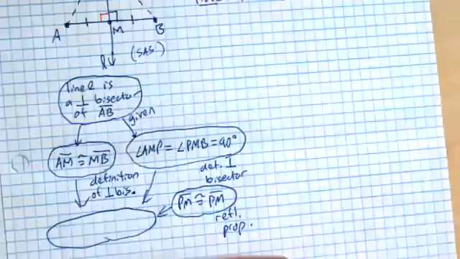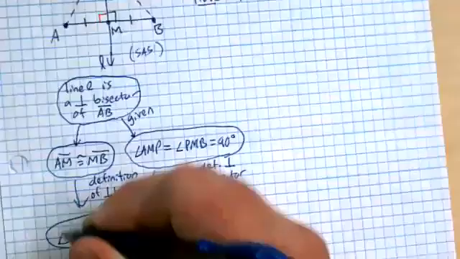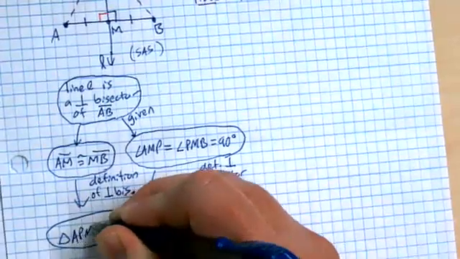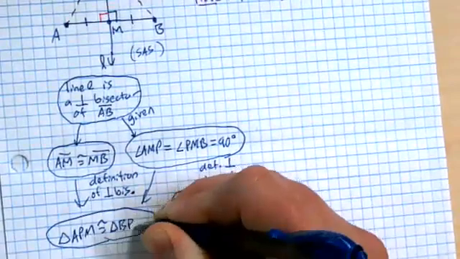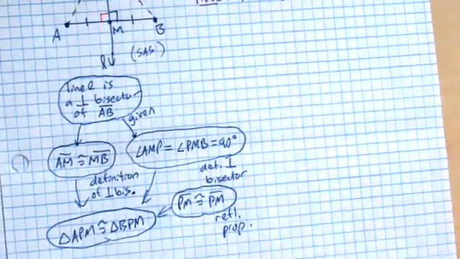Let's see, we got triangle, I'm going to call this one APM, and I'll call the other one BPM. Is that what we were trying to prove, or is that just a step along the way? That's just a step along the way.